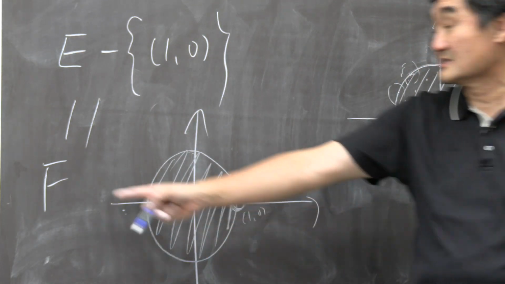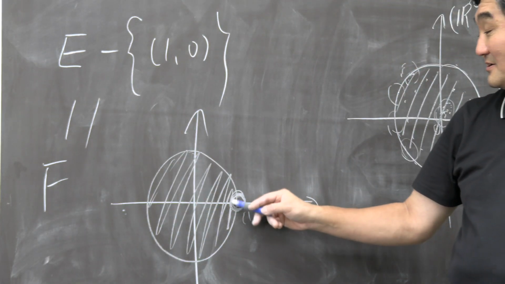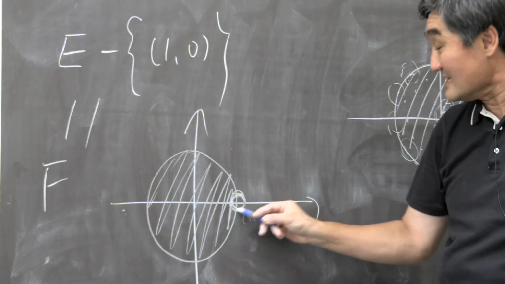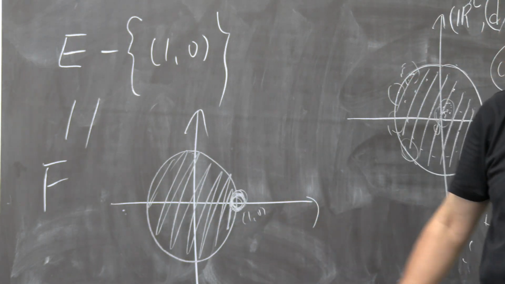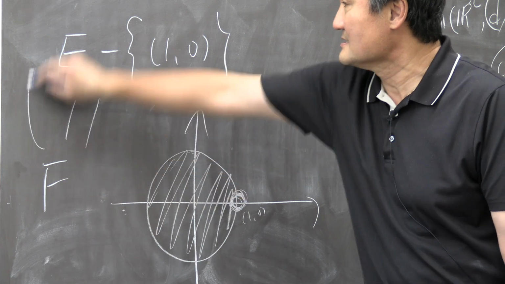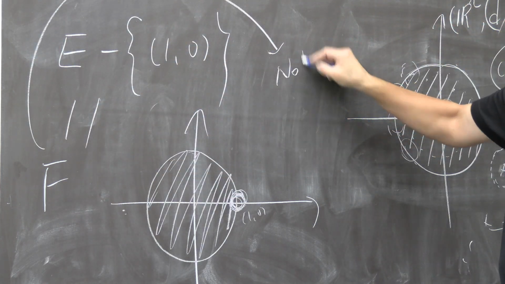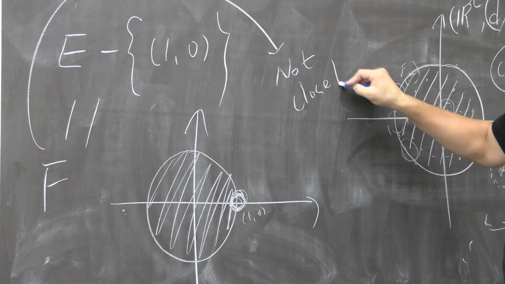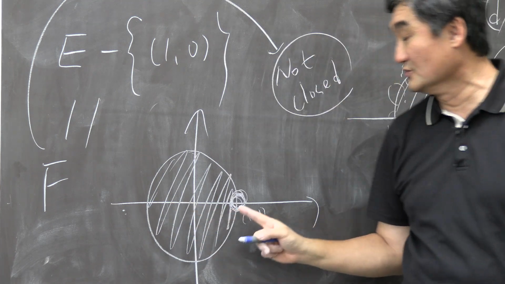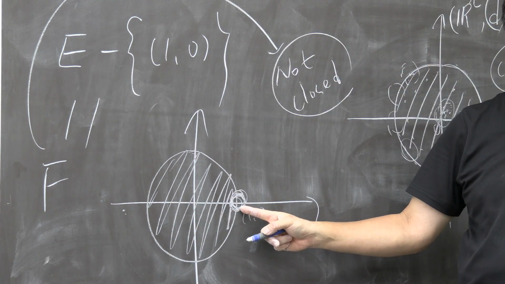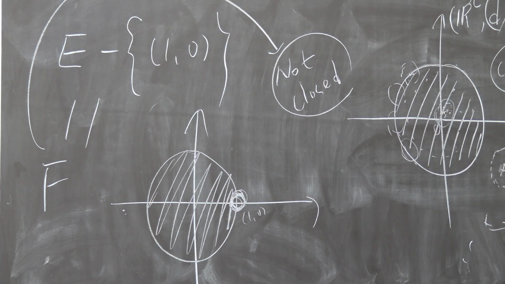But because F does not contain this contact point, we must say this subset capital F is not closed. Because this subset F excludes that contact point (1, 0). So that's not closed.